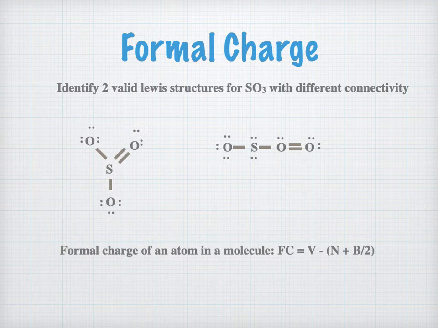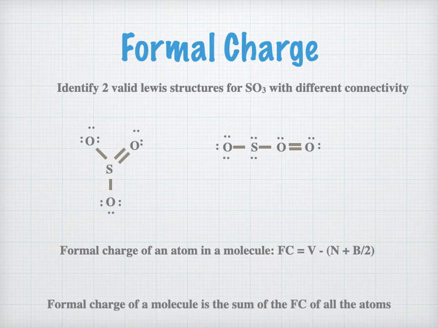But the formal charge for any atom in a molecule, so FC, the formal charge, is equal to the number of valence electrons of that element minus the sum of its unbonded electrons and half its bonded electrons. So essentially, in that subtraction term, it gets to claim all of its unbonded electrons and one of the electrons from each of its bonds. And in terms of molecules, the formal charge on a molecule is the sum of the formal charges on all of the atoms. So let's see if we can apply formal charges to these two structures.